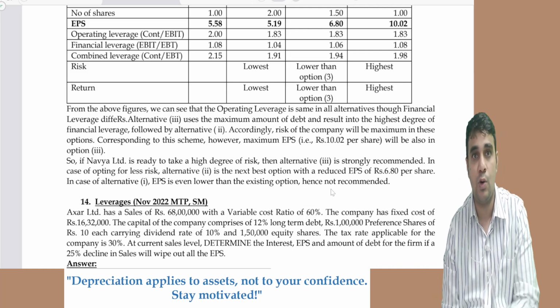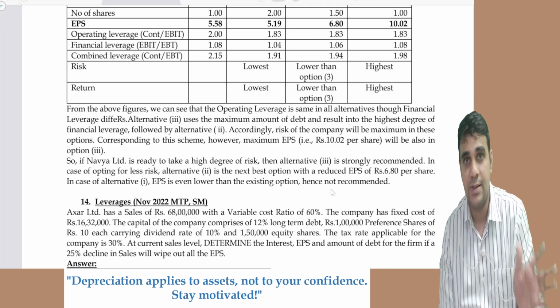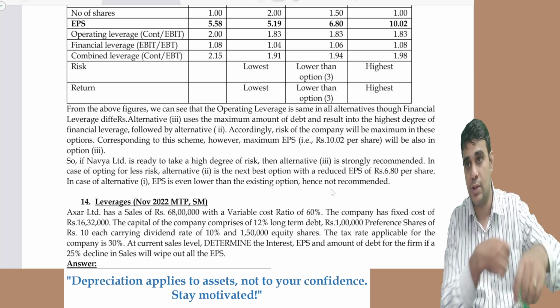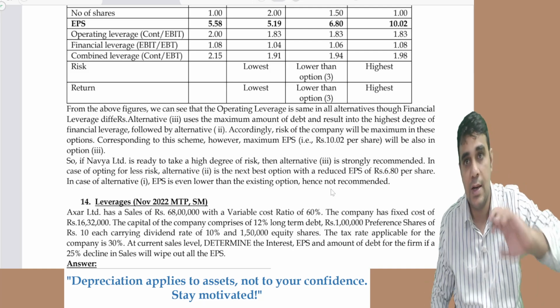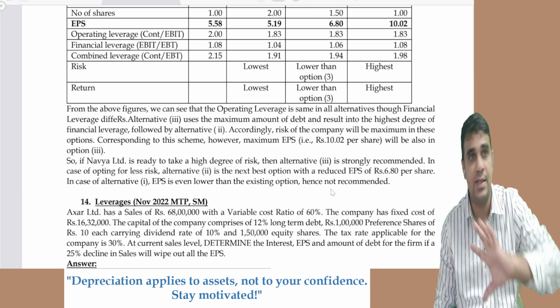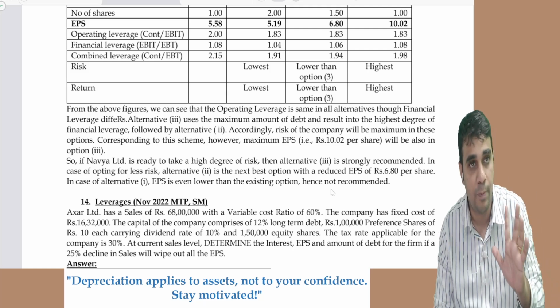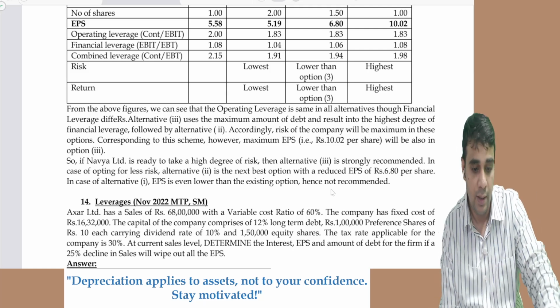Alternative 1 is lower than the existing. That's why we are not recommending it. Any doubts on this? Return is measured through EPS. Risk is measured through OL, FL and CL. CL incorporates both. Any doubts on this? Let's come to 14.